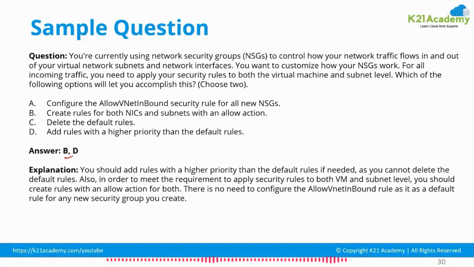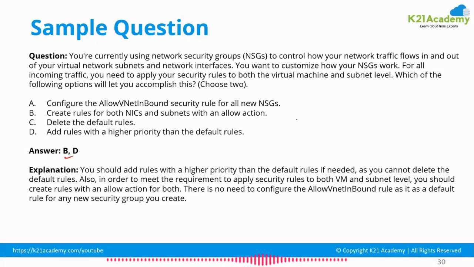In the explanation, just read it out. You should add rules with higher priority than the default rules, if needed. You cannot delete the default rules. That is also correct. Also, in order to meet the requirement to apply security rules on both VM and subnet, you should create rules with an allow action for both. If it is not allowed, then it is denied. My thinking was wrong, right?